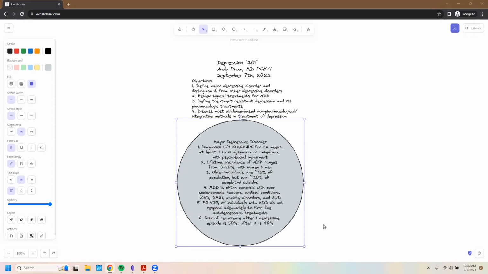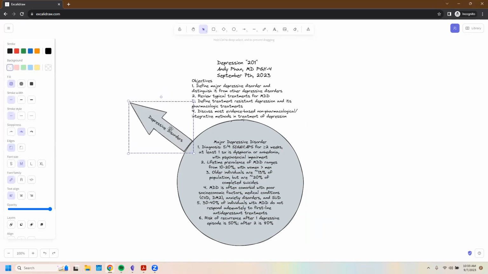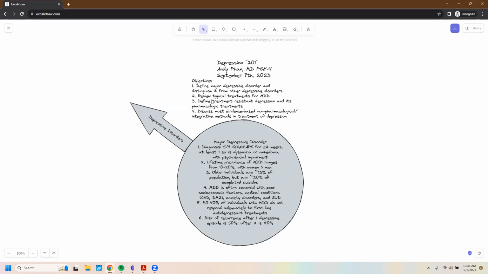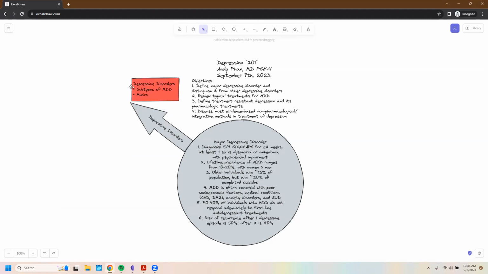So depression is a huge global burden, and I would say that with our generation, it's becoming more prevalent as we're becoming more aware, and it's something to really focus on. The first thing I want to talk about is that we have depressive disorders here. The way I like to think about it is that I break it up into two categories: subtypes of MDD and mimickers of MDD.